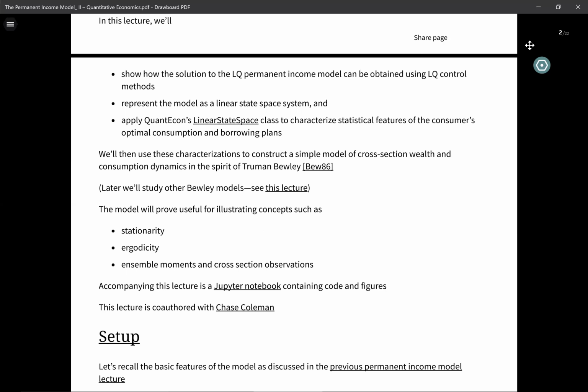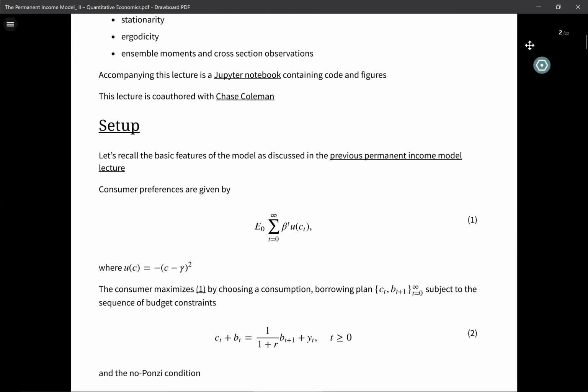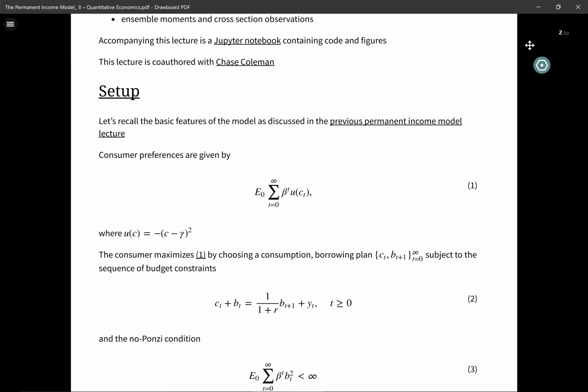And for the purposes of this second-year macro class that Alessandro and I are presiding over, this isomorphism is all that I need. Okay, so here's the permanent income model. Small c is consumption. There's one consumer.